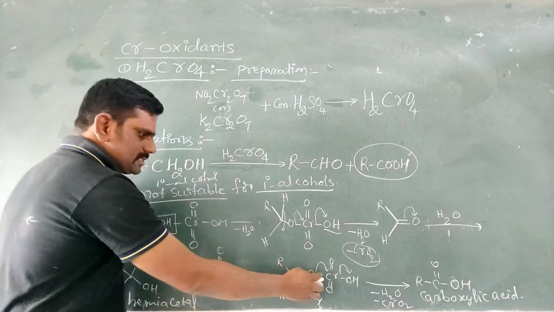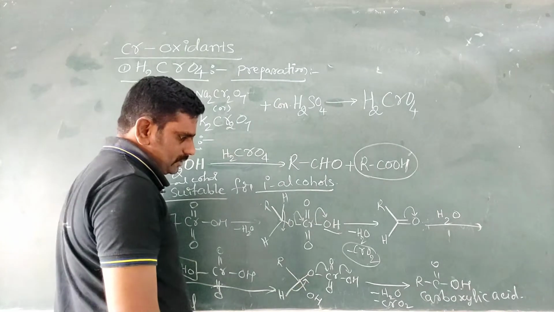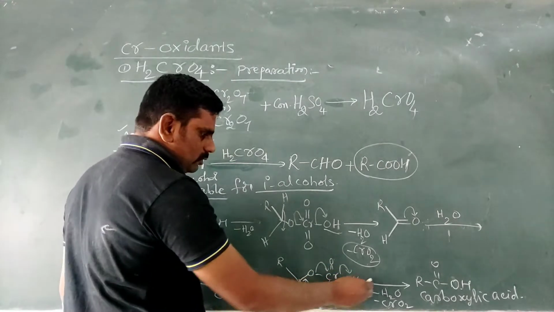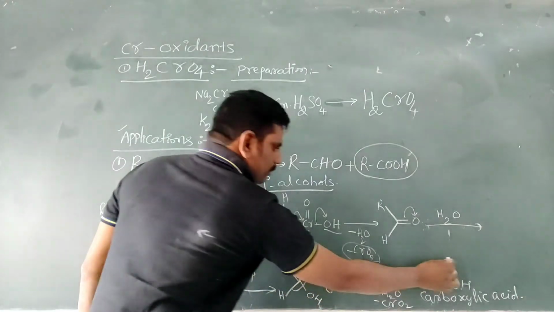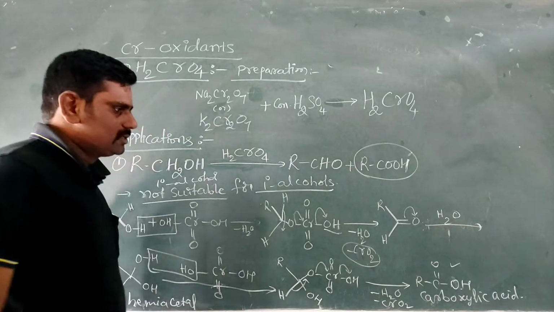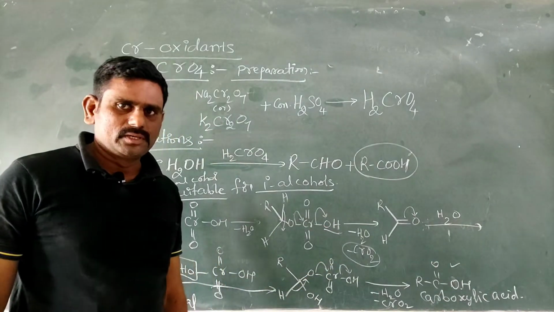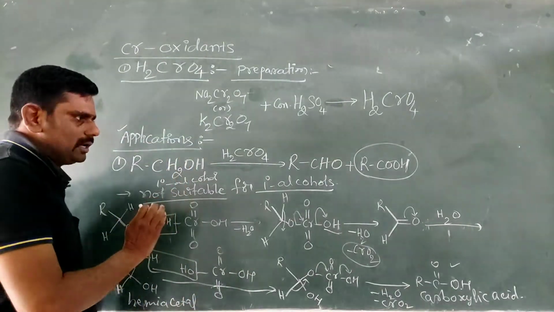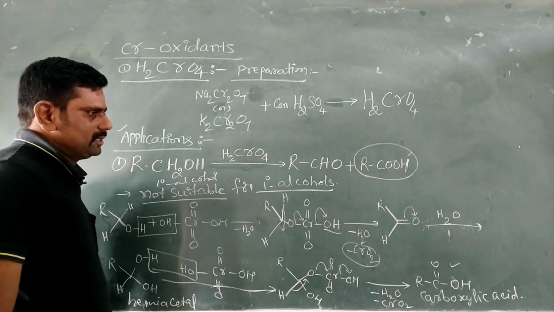Chromic acid engages with one of the OH groups. Finally, with rearrangement, OH minus leaves, CrO2 is released again, and this bond shifts here, and finally carboxylic acid is formed. The formation of carboxylic acid is the over-oxidation. That's why chromic acid is not a suitable oxidant for oxidation of primary alcohols.